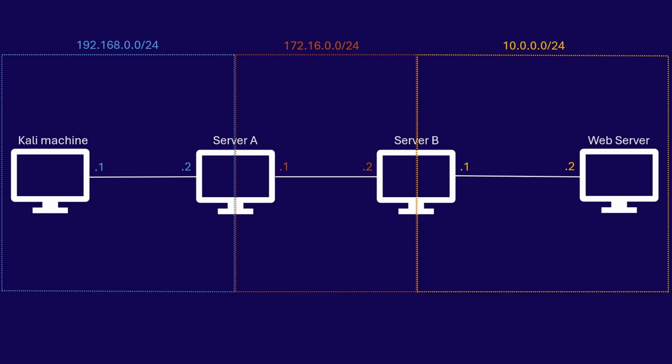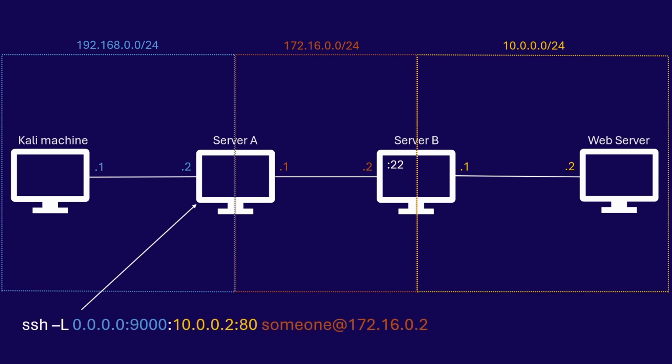Let's suppose that on server B, SSH is running, so port 22 is open. By typing the following command on server A, you can have direct access to the web server on port 80. Now you can type http://192.168.0.2 on port 9000 in the browser on the Kali machine, and it will be forwarded to the web server.